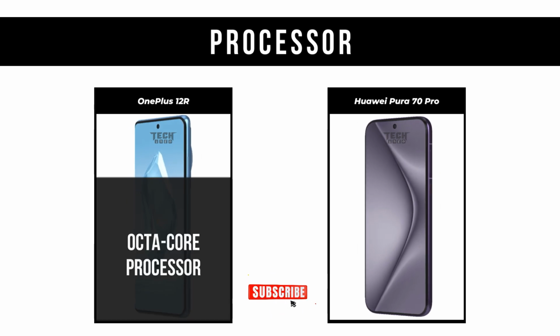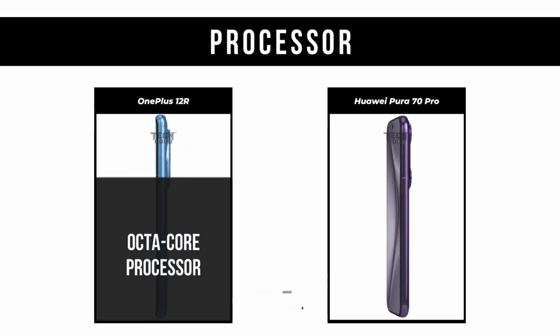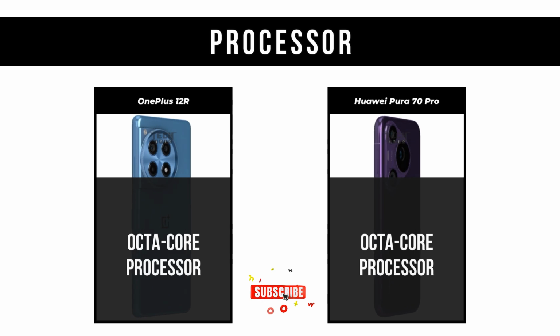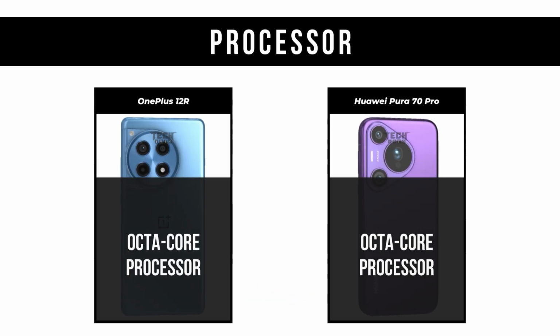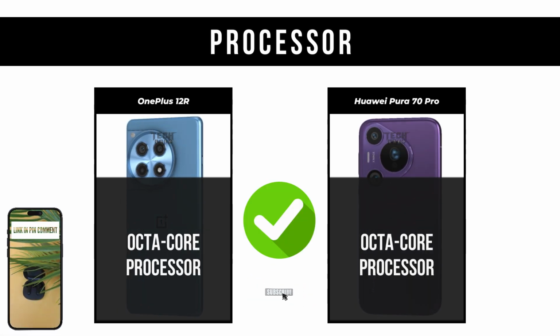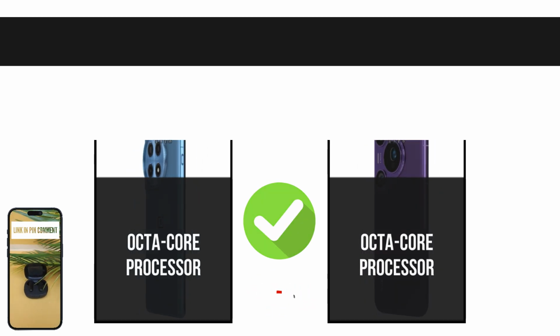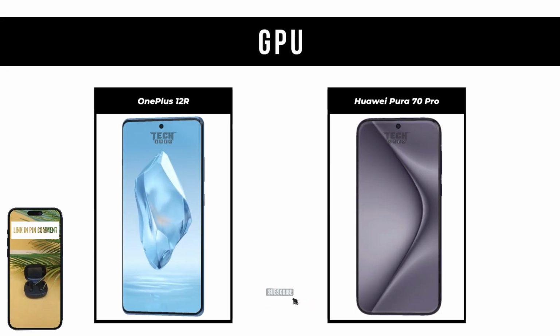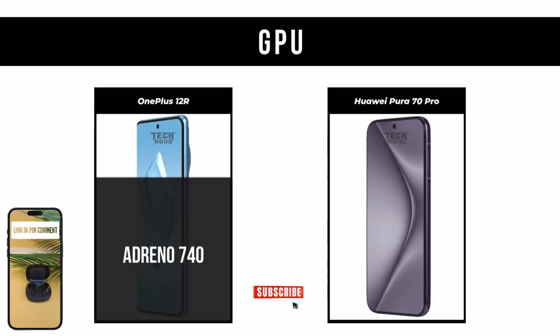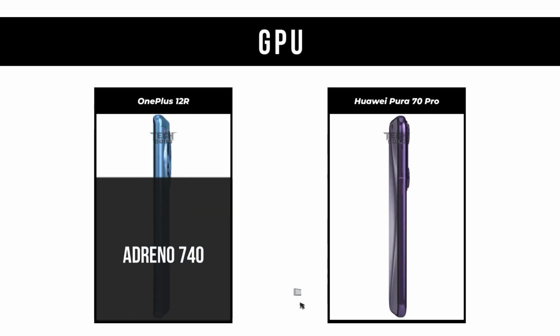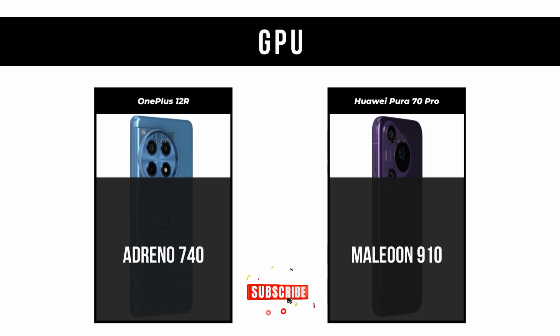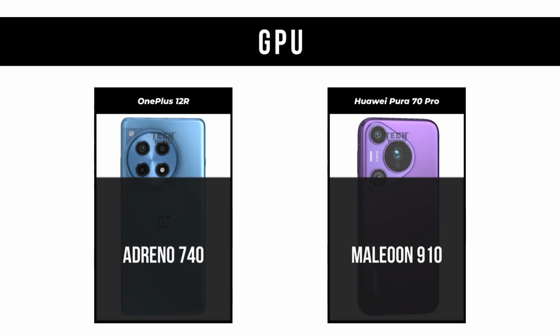Processor. OnePlus 12R is octa-core processor. Huawei Pura 70 Pro is octa-core processor. GPU. OnePlus 12R is Adreno 740. Huawei Pura 70 Pro is Maloon 910.